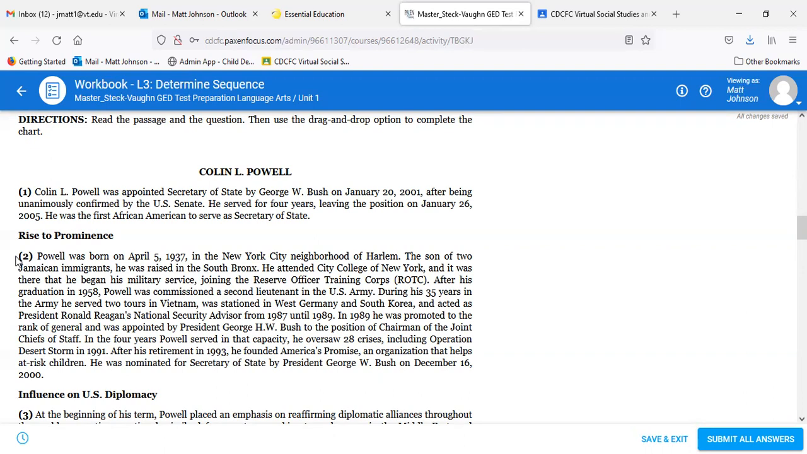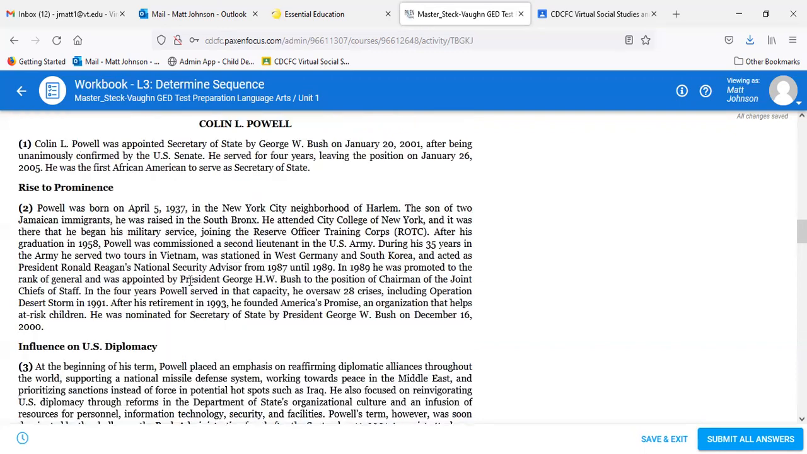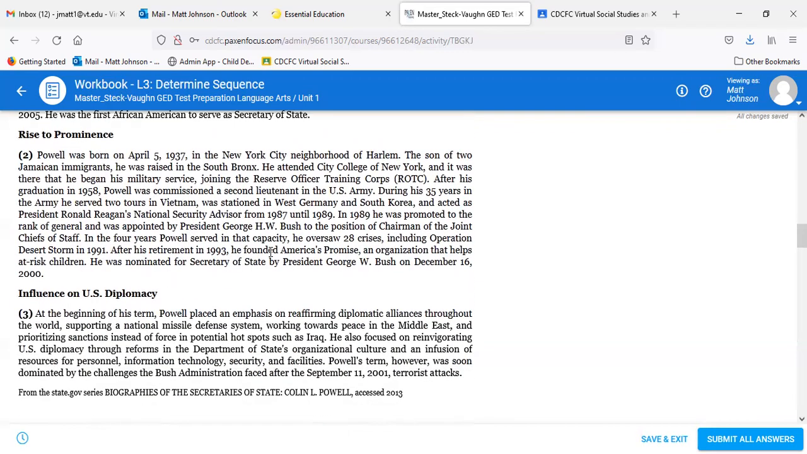In 1989, he was promoted to the rank of general and was appointed by President H.W. Bush to the position of Chairman of the Joint Chiefs of Staff. The 4 years Powell served in that capacity, he oversaw 28 crises, including Operation Desert Storm in 1991. After his retirement in 1993, he founded America's Promise, an organization that helps at-risk children. He was nominated for Secretary of State by President George W. Bush on December 16, 2000.